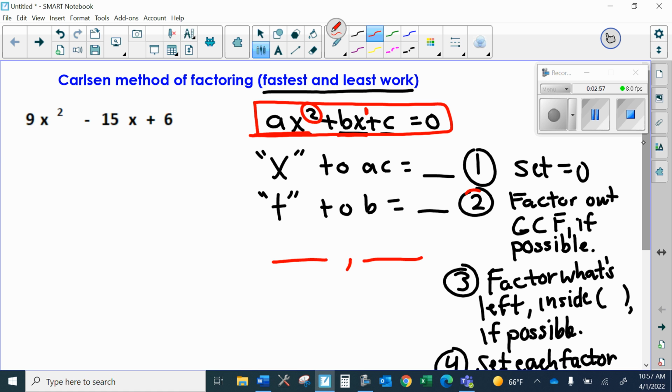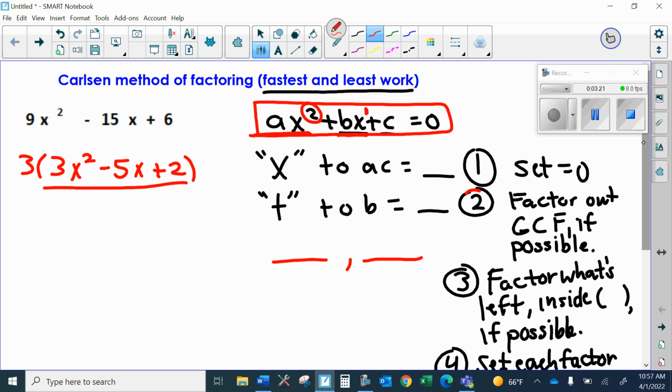Okay, so first thing I'm gonna do is factor out the GCF. There's no setting equal to 0 because it's not an equation. I see here the GCF is 3. I take it out, I'm left with 3x squared minus 5x plus 2. Notice step 2, or that was step 2. Step 3 says factor what's left inside the parentheses. So that's this right here, if possible.